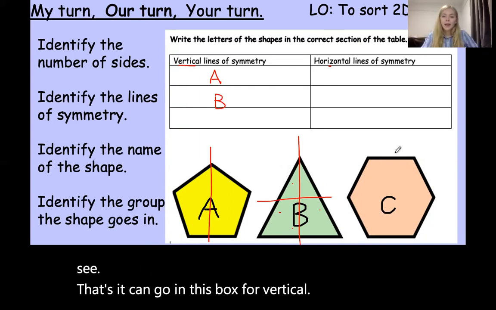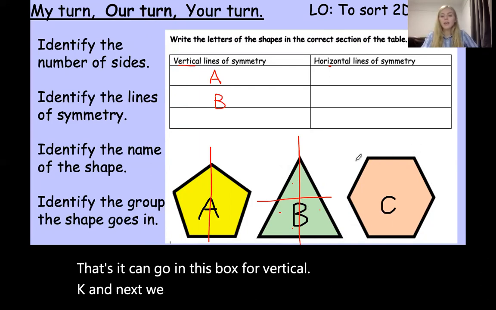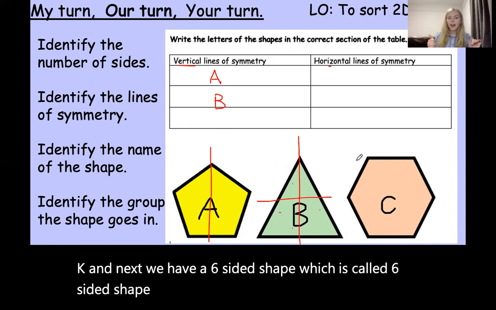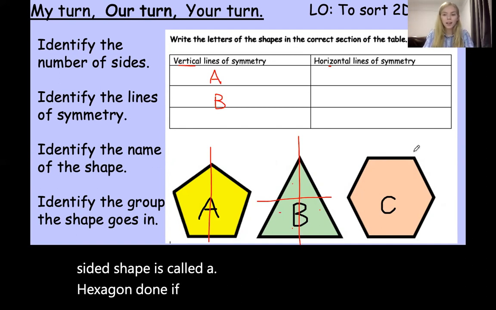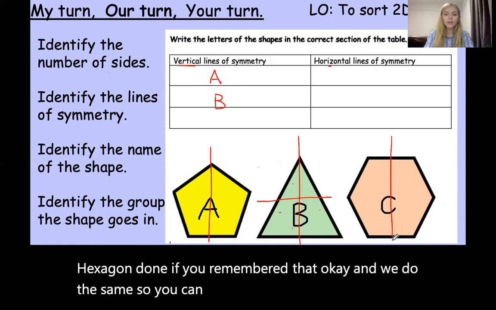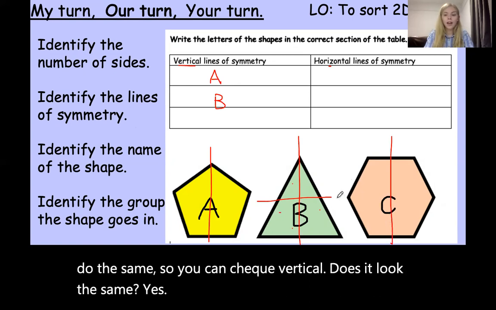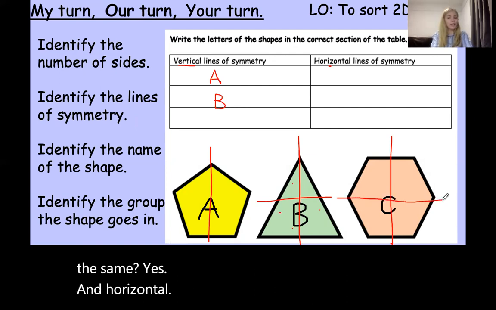And next we have our 6-sided shape, which is called a hexagon. Well done if you remembered that. Okay, and we do the same. So you can check vertical, does it look the same? Yes. And horizontal. So they look the same both sides, okay?